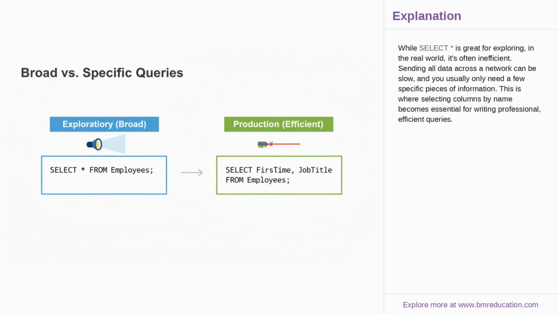While SELECT star is great for exploring, in the real world, it's often inefficient. Sending all data across a network can be slow, and you usually only need a few specific pieces of information. This is where selecting columns by name becomes essential for writing professional, efficient queries.